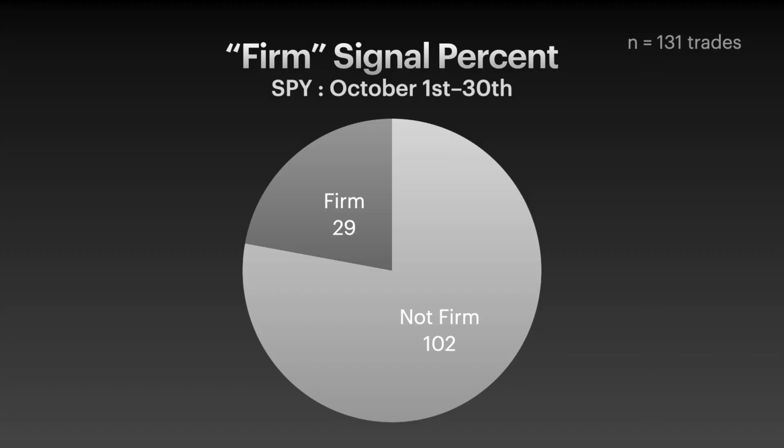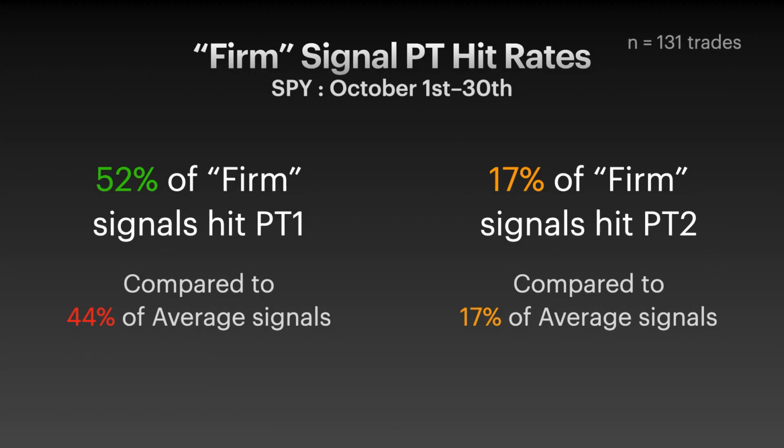Of the 131 signals from TRNDBot on the SPY, 29 signals were deemed firm. I wanted to determine whether firm signals actually had a higher likelihood of reaching profit target 1 or profit target 2 than average signals, and whether firm signals were more profitable than average signals. I found that firm signals ended up hitting profit target 1 52% of the time and profit target 2 17% of the time. Compared to the average signal hitting profit target 1 only 44% of the time and hitting profit target 2 17% of the time, we see that firm signals do seem to correctly indicate a continuation to profit target 1, but there's no effect on hitting profit target 2.